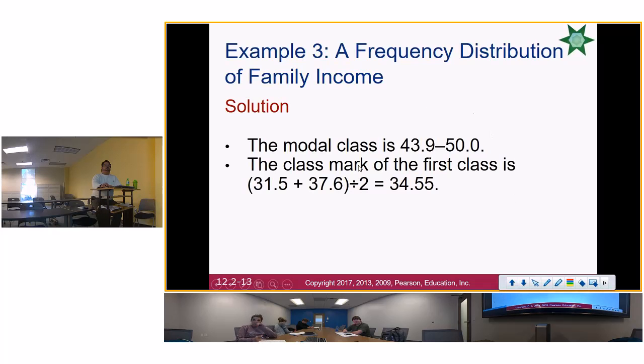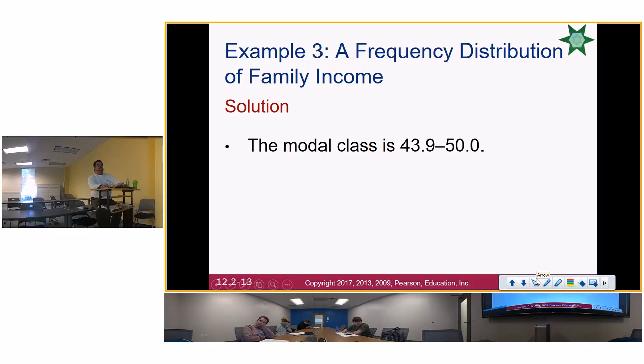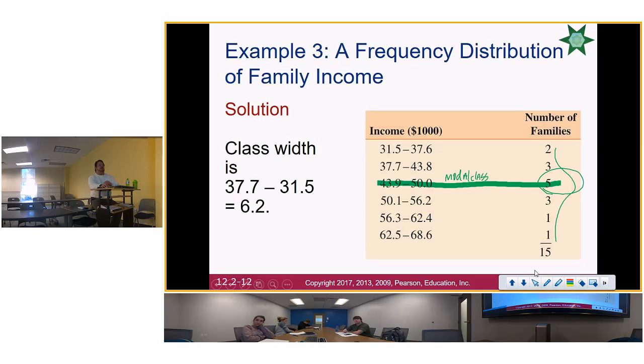Class mark of the first class, we got that. That's the class mark of the first class. Okay, mark through that. It's not called the class mark, it's called the midpoint. The midpoint of the first class. So let's go back. Make sure you understand that. Go ahead and find the midpoint of the first class.